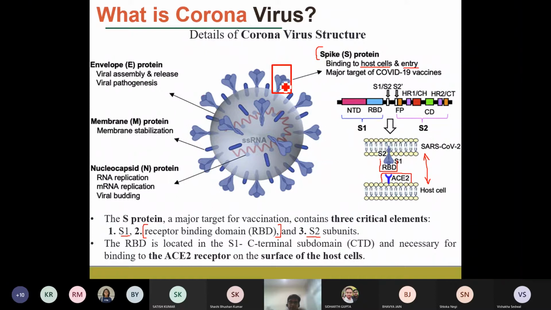So you looked into the details of the structure, then we looked into how this virus is actually binding, like the spike protein, what the different components are, and how it is binding, for example, to the cells. So we have some type of receptor, or some sort of receptors are there.